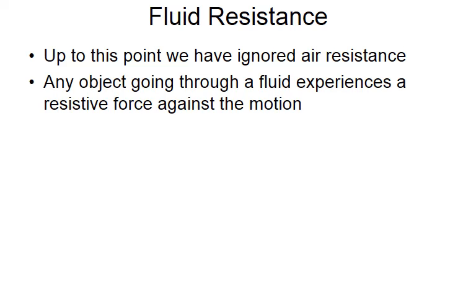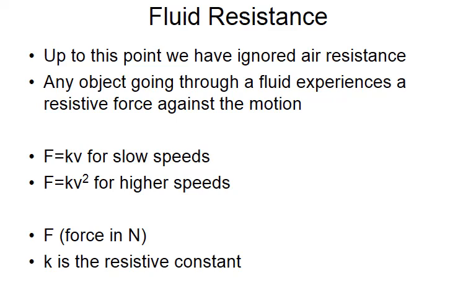All right, so now we're going to talk about fluid resistance. When an object goes through a fluid, there's a resistive force against the motion, and we can get that by calculating using these equations. K is the resistive constant, which is how much the fluid is affecting it. So it depends on the density of the fluid and how much surface area the object has that's trying to go through. For higher speeds, you're dealing with kV squared, and so it becomes more exponential as you get into the faster speeds. And then V is the speed of the object itself through the fluid.